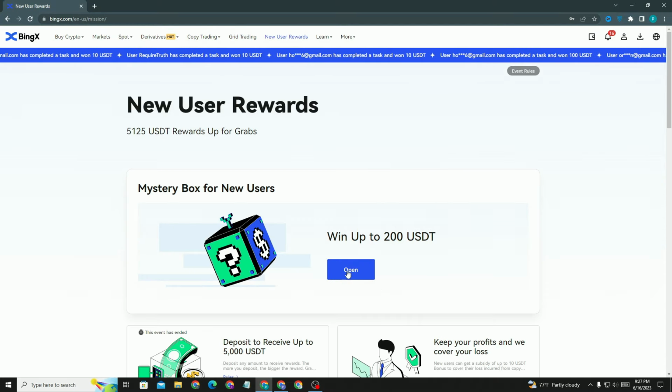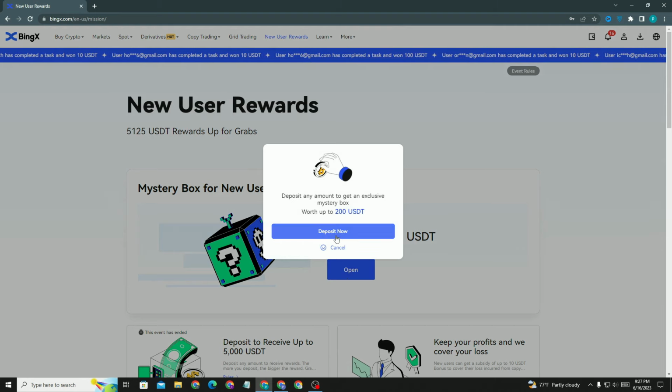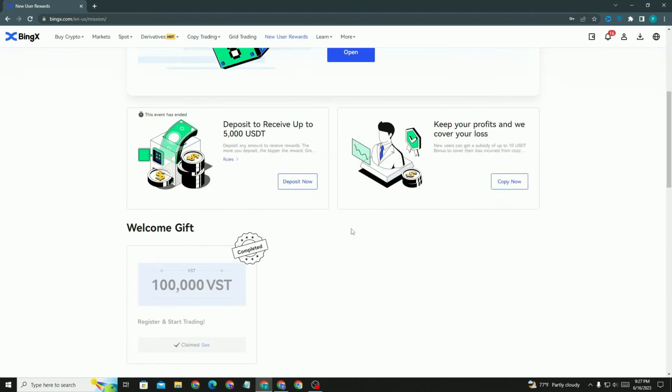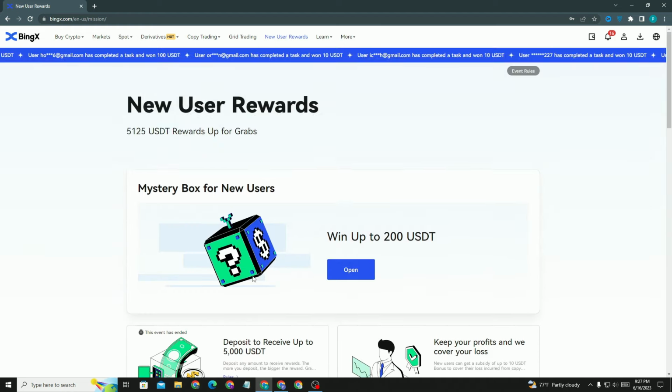New user rewards will be provided by BingX, but first of all we need to deposit some amount of money here in BingX. Like deposit now. If you deposit some amount of money, then you can open the mystery box over here. It's a very easy and simple process. So if you deposit the money, then you can simply get it.